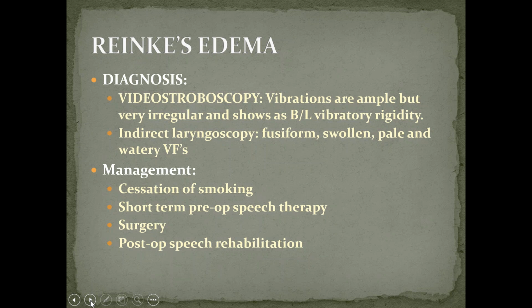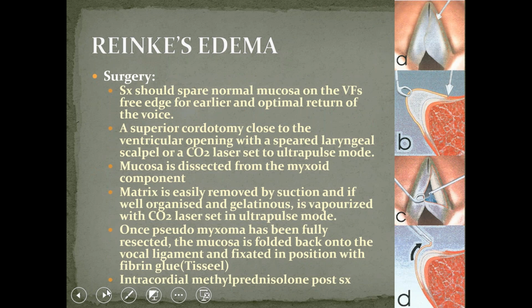The most common etiology for this Reinke's edema is voice abuse, misuse, and also smoking. So if the patient is a smoker, we can advise the patient on cessation of smoking, and short-term pre-operative speech therapy. Surgery is the definitive treatment if it is well-established Reinke's edema, along with post-operative speech rehabilitation of the patient.